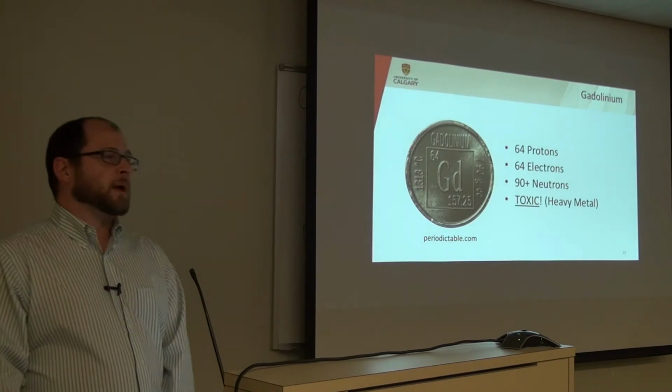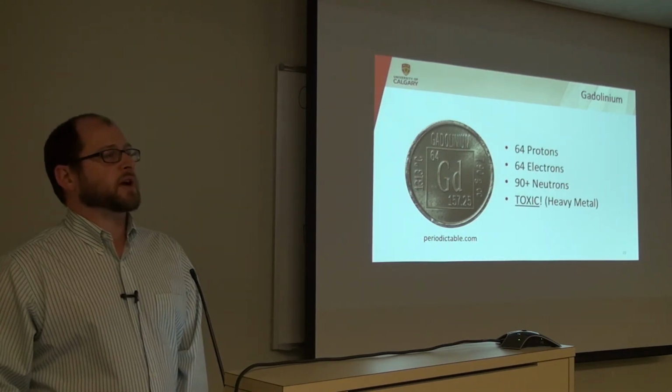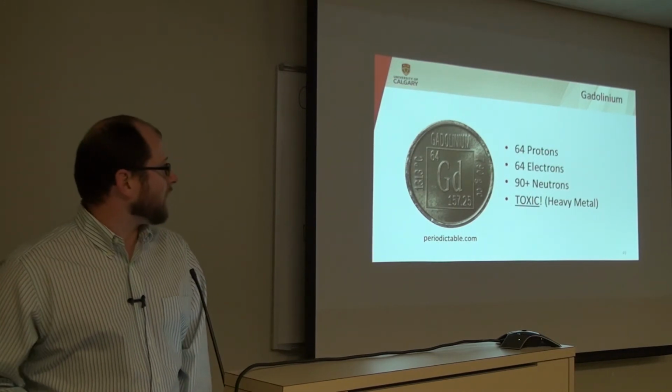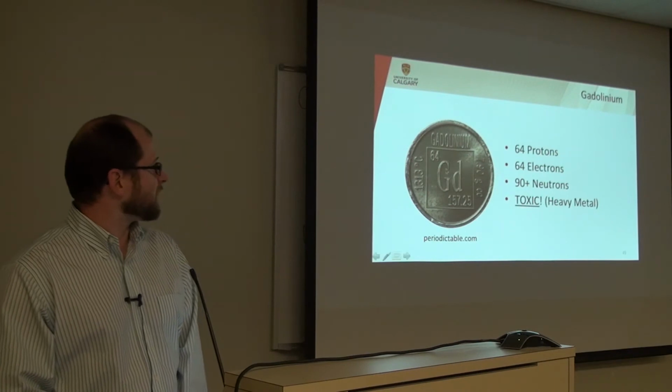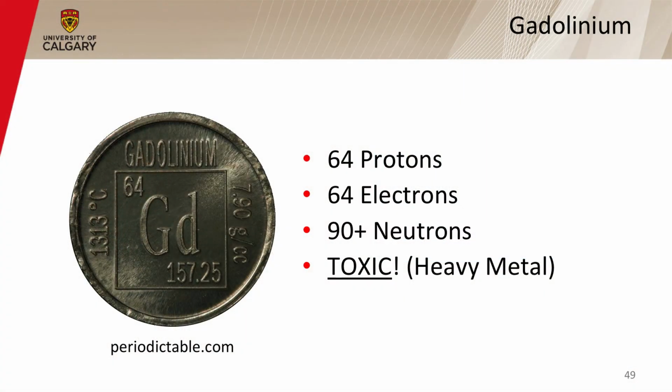Now, some of you may be familiar with MR contrast agents. So MR contrast agents typically contain gadolinium ions. Just to refresh your memory about first year chemistry, gadolinium has 64 protons, 64 electrons, greater than 90 neutrons. And the important thing to point out is that gadolinium is actually a heavy metal, so in its ionic form, it's actually extremely toxic for the body.